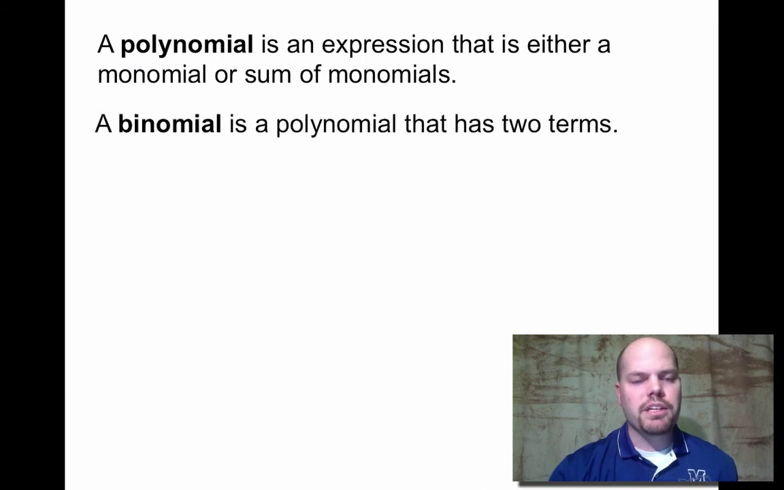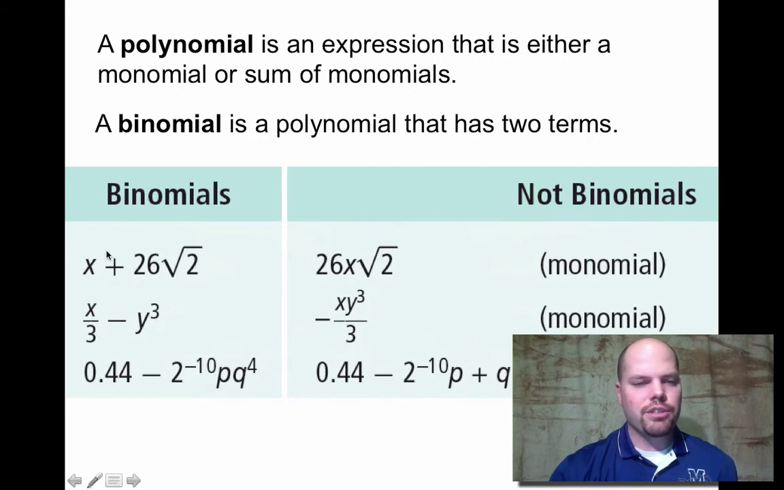So a binomial is a polynomial that has two terms. So these are binomials. x plus 26 square roots of 2, that's two terms. x over 3, because that's like 1/3 of x, minus y cubed. So there's no variables in the denominator, so it wouldn't be negative exponents. And then 0.44 minus 2 to the negative 10th, pq to the fourth. Since 2 is a number, it's not a variable, the negative 10th doesn't matter on that. That's just going to be 1 over 2 to the 10th, so a fraction times pq to the fourth. Those are both positive integer exponents.